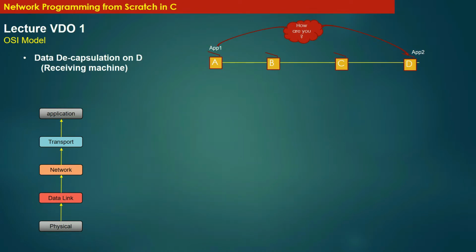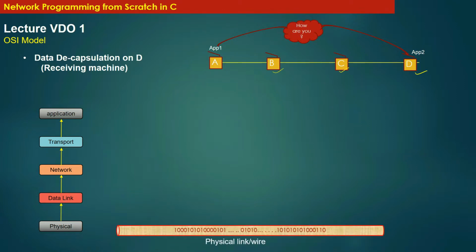So next, let us see what happens during data decapsulation on machine D, which is a receiving machine. The packet that was generated by machine A will be routed by machine B and by machine C, and let us assume that the packet eventually reaches the destination machine D. So how does the TCP/IP stack on machine D perform data decapsulation? Let's see.